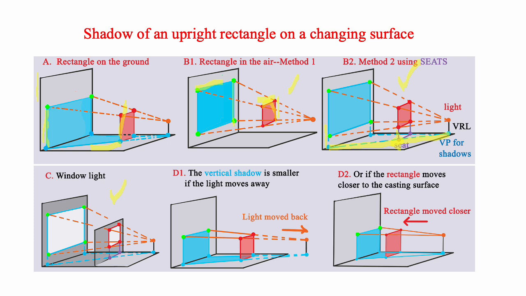And let's see what happens if we move the light back. You can see that the shadow gets smaller. And if we move the rectangle closer to the casting surface, the rectangle shadow also gets smaller.